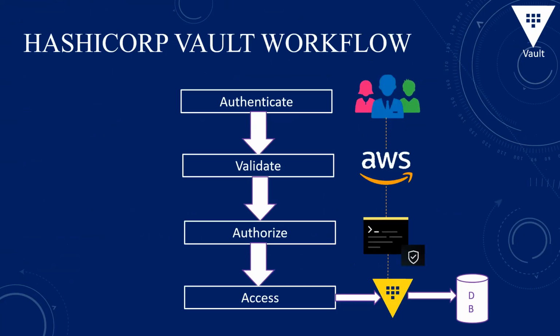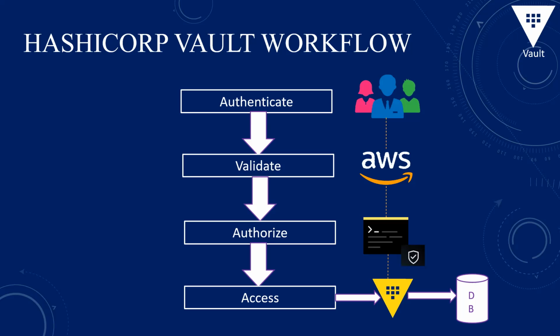So this is the workflow for HashiCorp Vault. First is the authentication. Authentication in Vault is the process by which a client supplies information that Vault uses to determine if they are who they say they are. Once the client is authenticated, such as by an auth method, a token is generated and associated to a policy.